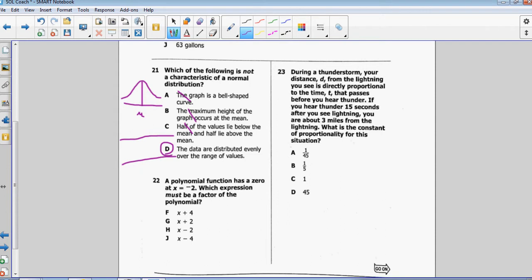In 22, the polynomial function has a 0 at x equals -2. So which must be a factor? So remember, that means that the factor is going to be the opposite of -2. It's going to be x plus 2. Because if x plus 2 equals 0, that would solve to x equals -2.